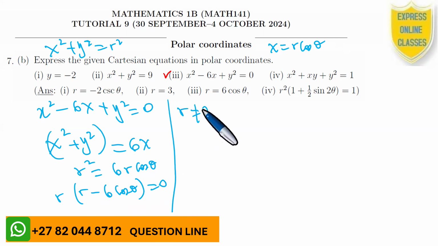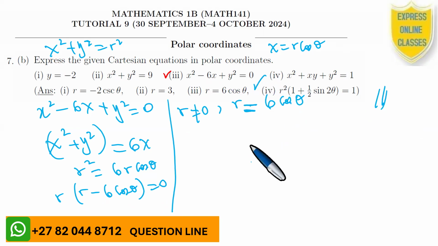Which means, since r is not 0, r is 6 cosine theta. And this is the answer. R becomes 6 cosine theta, and that is the answer.